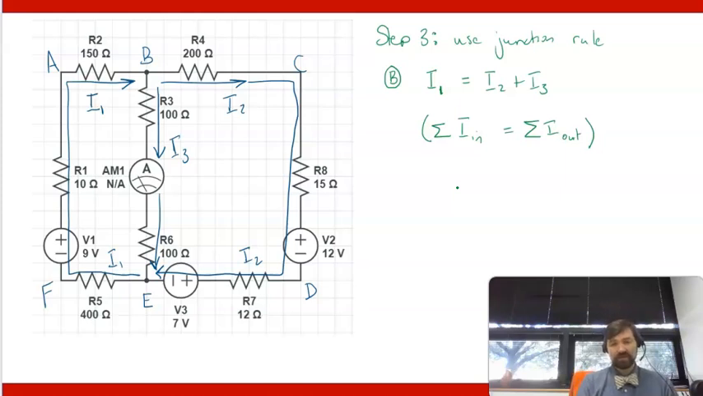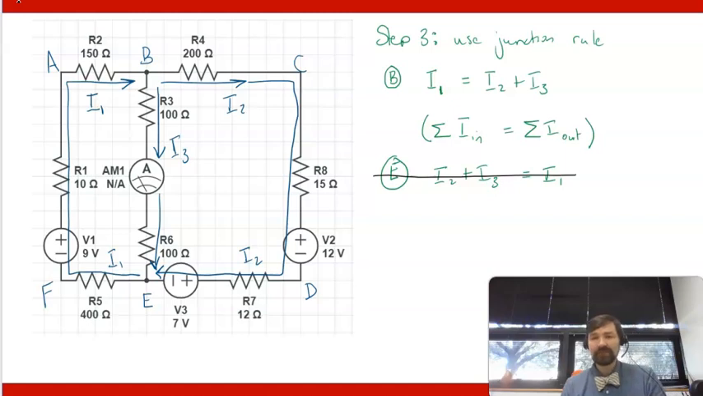You can likewise go to junction E, and going in, I have I2 plus I3. Coming out, I have I1. Now the thing is, I already have this equation. It's just mirrored from equation B. So I'm just going to draw a little line through it. It's not that the equation's incorrect, it's that it's not giving me any new information.